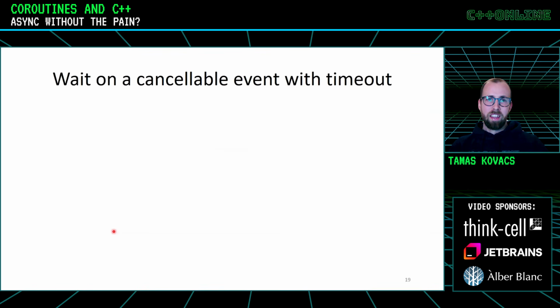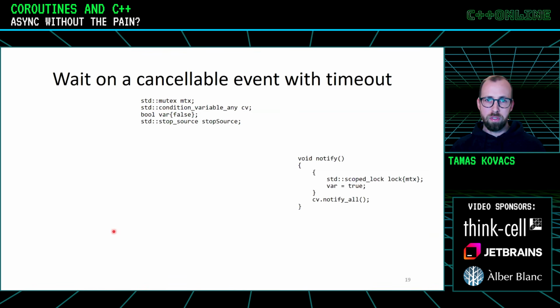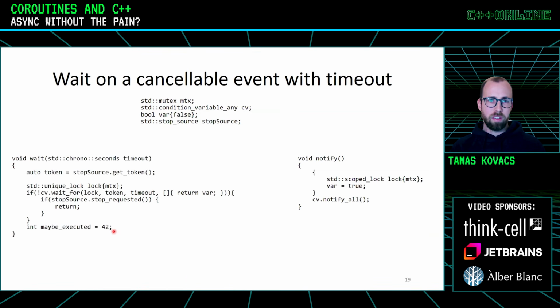But let's move on. Let's mix everything together, all combined in one place. We want to have an event which is cancelable and which has a timeout on the top. Standard C++ solution, conditional variable, stop source. We have the notify, and this is our wait function. We are going to use the wait for with the token and the timeout. And if this returns false, we still need to explicitly check if the stop source is requested, because in case of a timeout, we also return false. So all combined in one place.